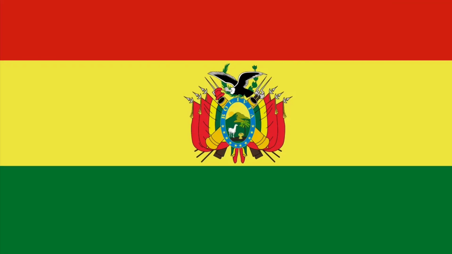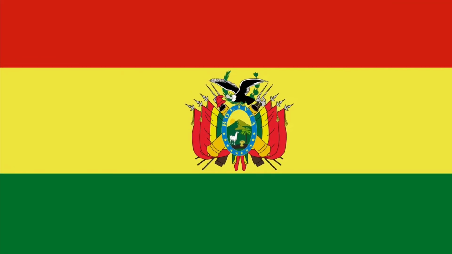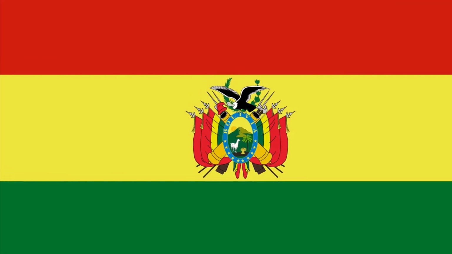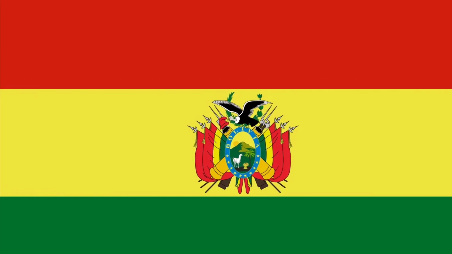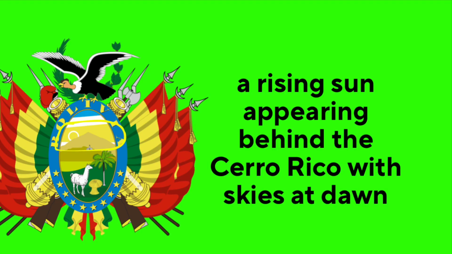Bolivia. The state and war flag of Bolivia is a horizontal tricolor of red, yellow, and green with the Bolivian coat of arms in the center. The coat of arms of Bolivia has a central cartouche surrounded by multiple copies of the Bolivian flag itself, cannons, laurel branches, and has an Andean condor on top. The Bolivian coat of arms is elliptical in shape.